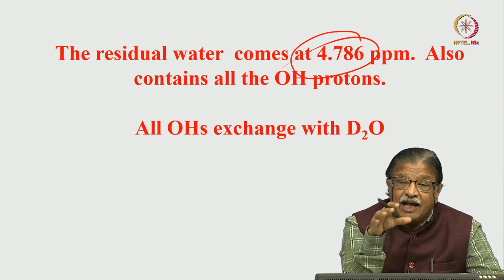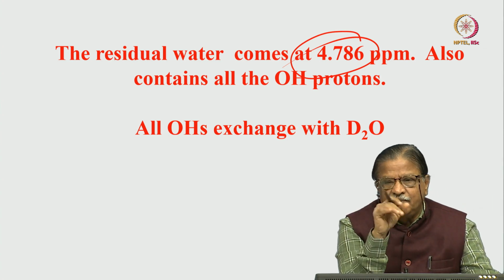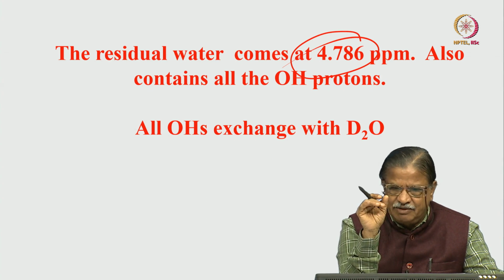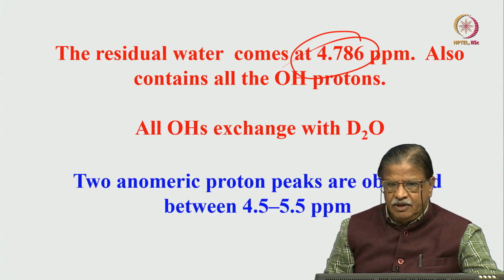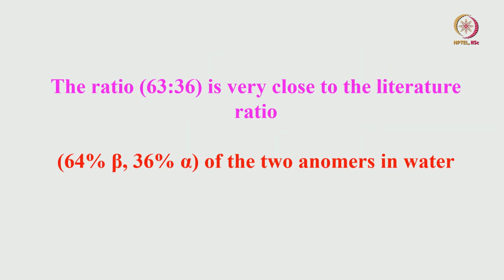What happens is we record the spectrum in D2O. D2O exchanges all the OHs present in the molecule. They all come near the water peak or get exchanged with water. You will not see OH peaks, so we only have to worry about the anomeric proton and the other protons. Generally OHs are exchanged if you record in D2O. But the two anomeric peaks are important. As I told you, they always come between 4.5 and 5.5, or less than 6 ppm.